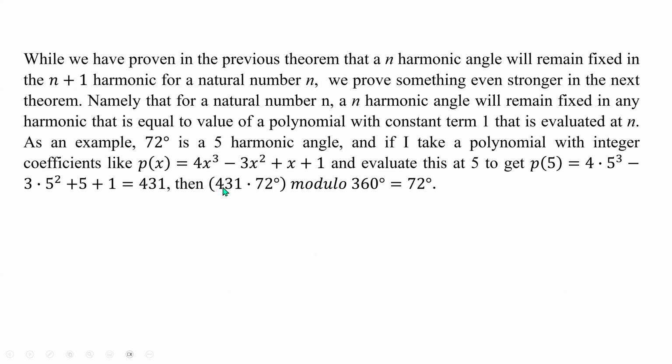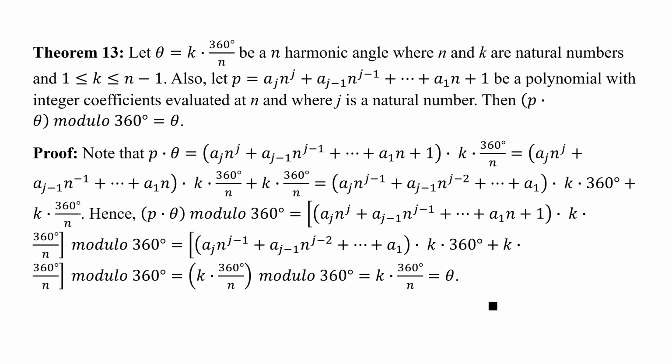If I multiplied 431 times 144 degrees, which is another 5 harmonic angle, I reduce this modulo 360 degrees to 144 degrees. I'll let you check that out.